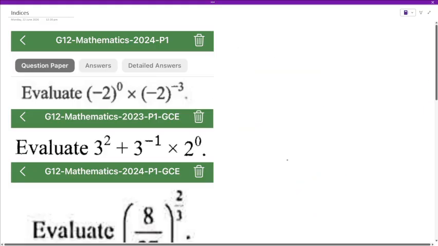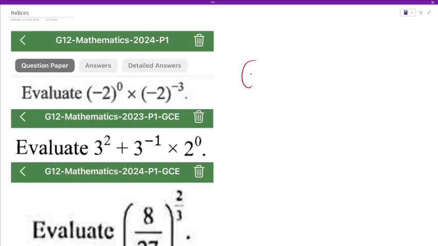So this is now going to be a summary of all those laws we have looked at. We come to the first one. They are saying, so this question they usually say evaluate. Okay, negative 2 raised to the power of 0 times negative 2 raised to the power of negative 3. So for this one, we know to say any number raised to the power of 0 is what?